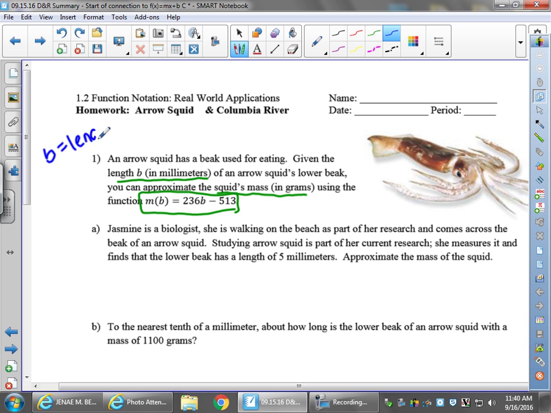Length measured how? And M of B is what? Mass, weight. I think those words could go interchangeably, whatever you like. So we'll put mass. And how is mass being measured? Grams. Great job.